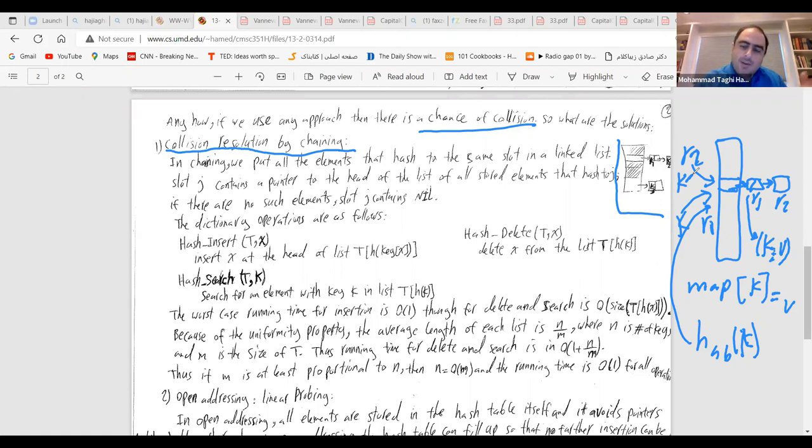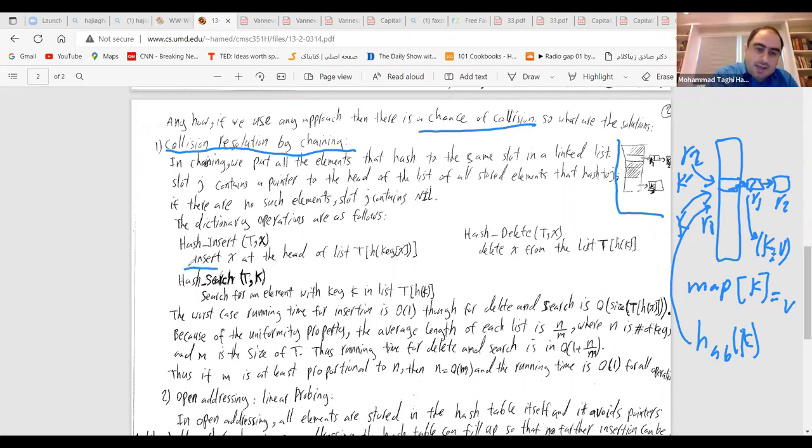Whenever you want to insert or delete, you will just insert it into this linked list. But in this linked list, for each element, we say what the original key and V were. Because when you want to search, insert or delete, you will go to this linked list and search for a particular key K that was there, and for that one you do the insertion or deletion. So these are the operations that we can do.